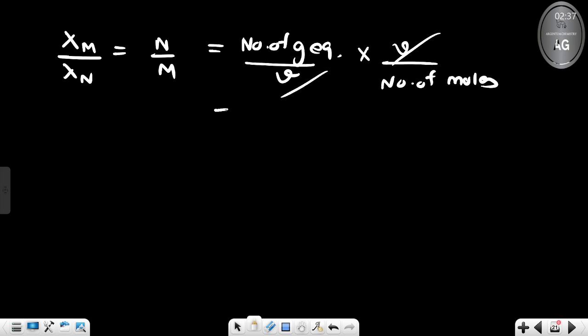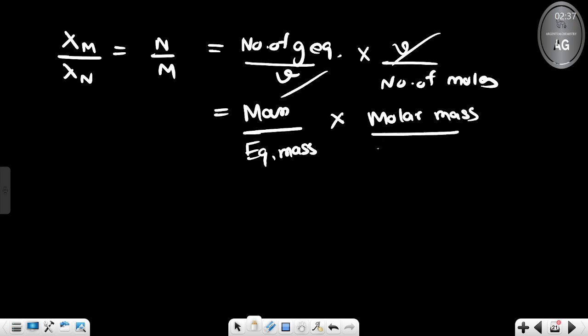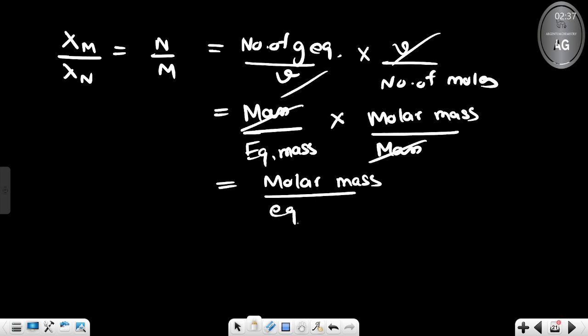Done. Now expand this number of gram equivalent. So this will be mass divided by equivalent mass, and this will be molar mass divided by mass. Mass cancels out. So I am having molar mass by equivalent mass. Clear? Into lambda m. This will be my lambda.